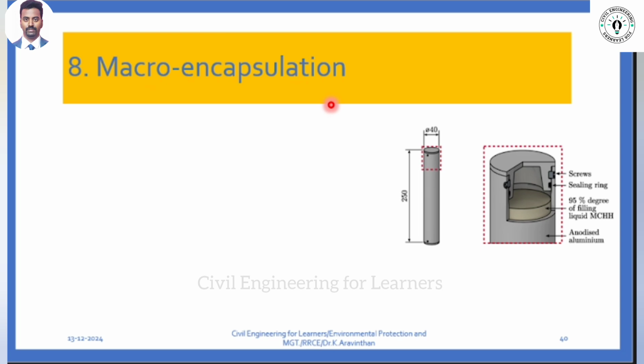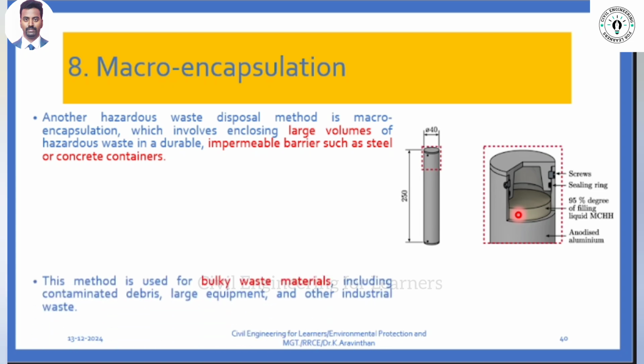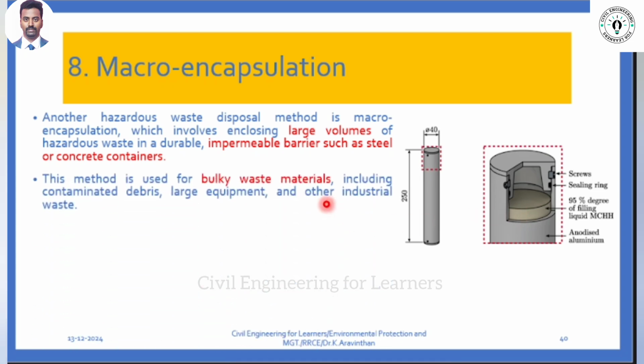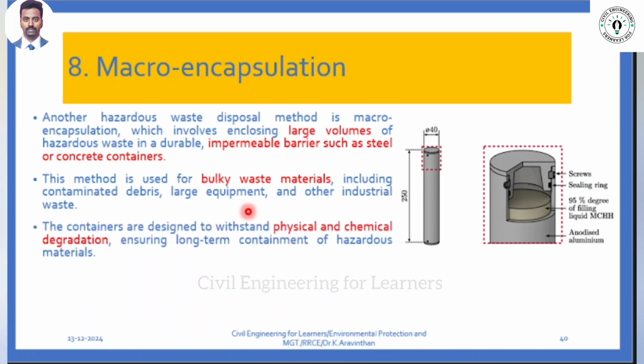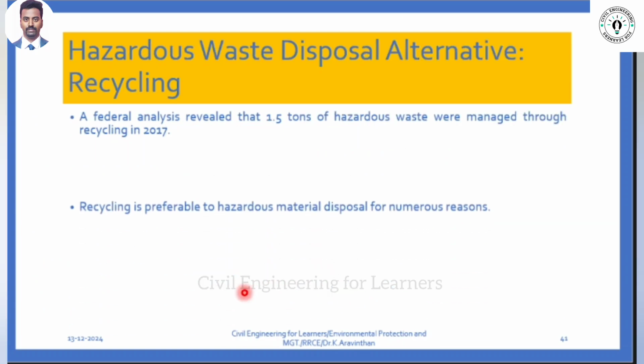Macro-encapsulation. What do you mean by macro? Macro means large. This is called large encapsulation. So in large volumes they use barrels and steel concrete containers. This is a container. Inside the container you will have this kind of waste. So this is in large form. This is called macro-encapsulation. This will be used for bulky waste, not small waste. If you have large bulky waste, for that you can use macro containers. They can be used for disintegration with physical and chemical technology. They reduce the volume by this technology.